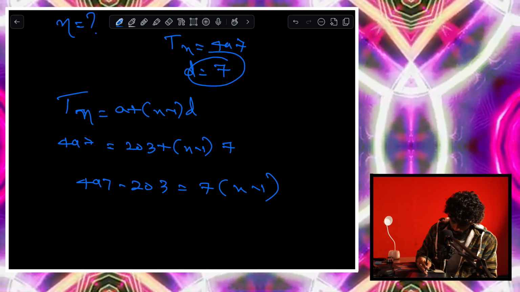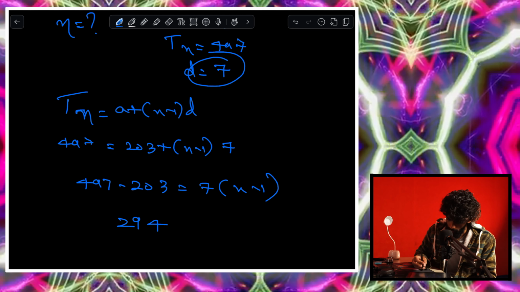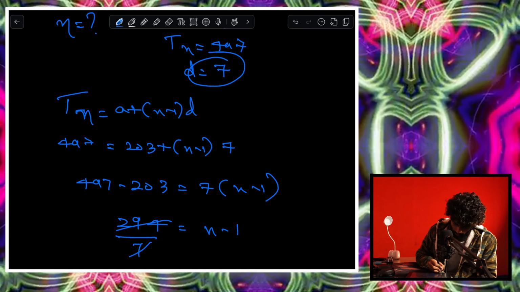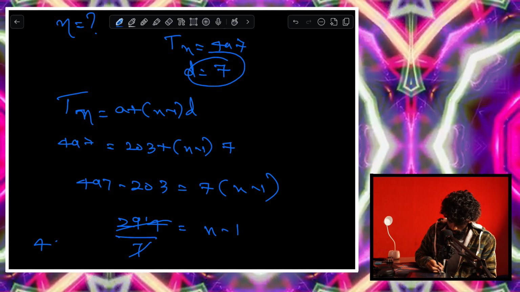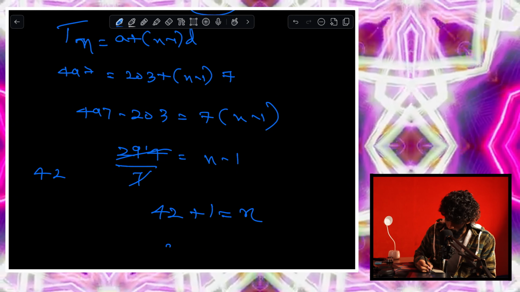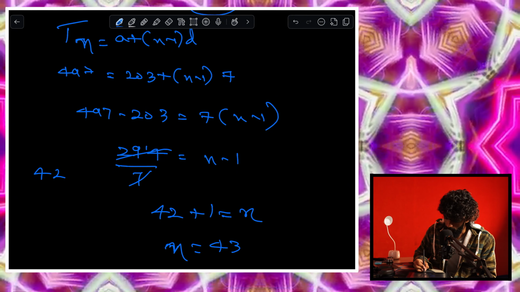Okay, so the answer for this will be 294 by 7 equals n minus 1. Gets cancelled. 7 times 4 is 28. So 42 plus 1 will be equal to n. The value of n equals 43 terms.